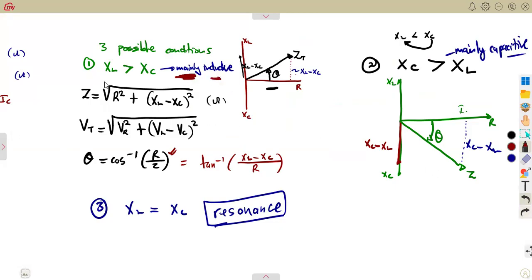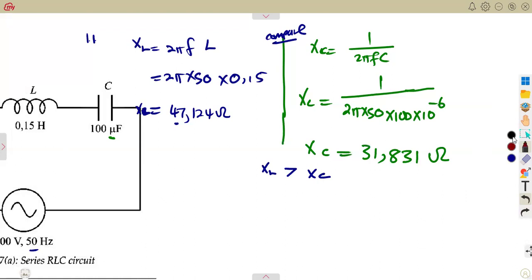That is the condition. So Z can be given from R squared plus XL minus XC. So just consider which one is bigger there. Therefore, you can calculate our Z. That's the square root of R squared plus the difference, the one that is bigger minus the one that is smaller, just like that. So you don't even need a lot, guys. Just know which one is bigger there. So it's going to be XL minus XC squared.